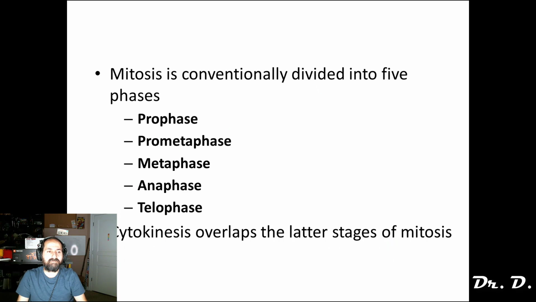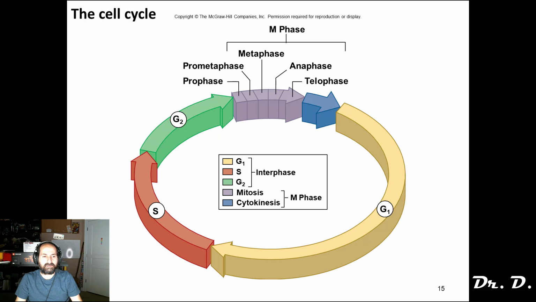Mitosis itself is broken up into five subphases. Those phases are prophase, prometaphase, metaphase, anaphase, and telophase. Those are the subphases of mitosis. And then we're going to talk about cytokinesis as well.